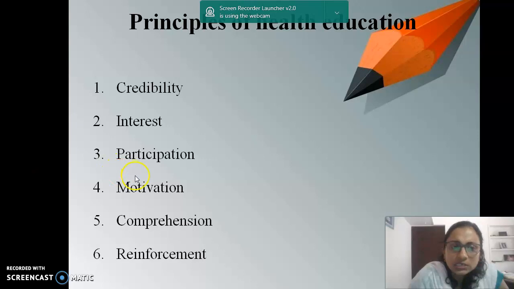Then motivation. Motivation is a learning principle. Motivation through positive reinforcement or positive desire that we are giving, to always go behind them, is a type of motivation. So we motivate them to undergo modified behavior. Then comprehension. Comprehension means the understandability of the message, the language used for giving health education. Everything should be kept in mind. Then reinforcement, repeatedly doing the health education to the audience is very important. It is one of the strategies of successful health education.